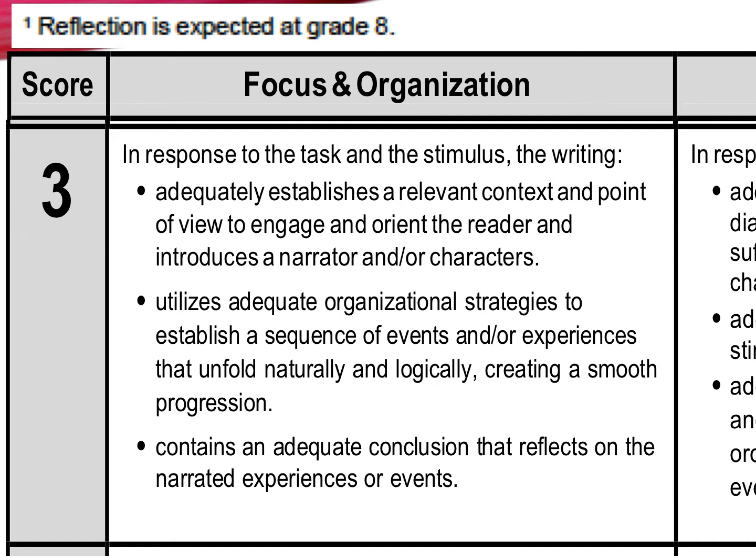In a 3, you're going to be given a task. And did you adequately establish a context and a point of view? So what that means is you're not going to go back and forth between second, third, and first. You're going to be writing a narrative through the first person point of view, and you need to stay in first person. Is it organized? Okay, so first, second, third, next, those transition words. And does it have a conclusion?